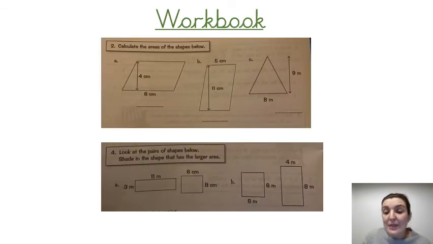So these are the 2 sections I want you to look at in your workbook. So you've got the 3 at the top, so you've got 2 parallelograms and a triangle to do. And then at the bottom, you've got to shade in the shape that's got the larger area. So work out both areas and colour in the shape that you think is the larger area.